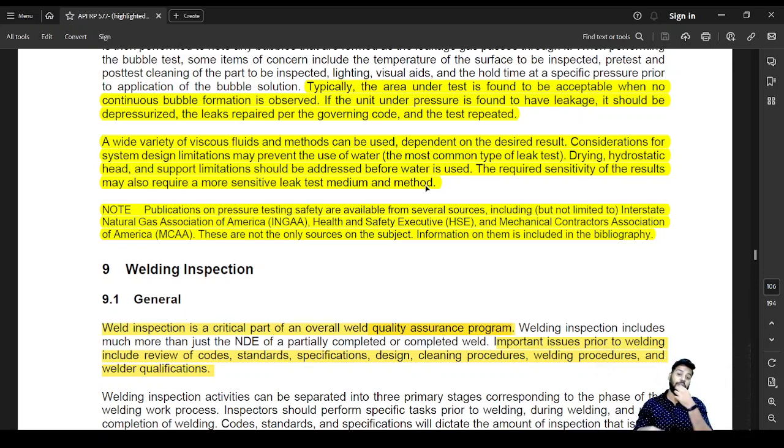Okay. So this was the non-destructive testing part, that was section 8 of API 577. We'll talk about how to do welding inspection in a later section, but this was the non-destructive testing requirement that was given in API 577. So in the next lecture, we'll go for welding inspection. Thank you.